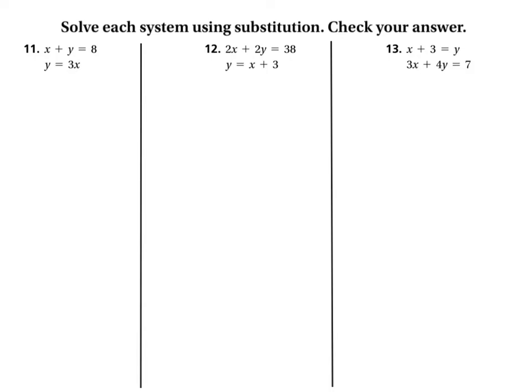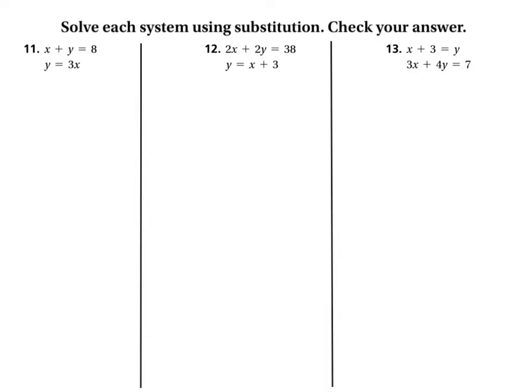Okay, so we're going to solve each of these systems of equations using substitution, and then we'll check the answers. Notice when I say system of equations, what we're saying is we've got two equations. We're looking for the x and y value that solves both of the equations simultaneously.